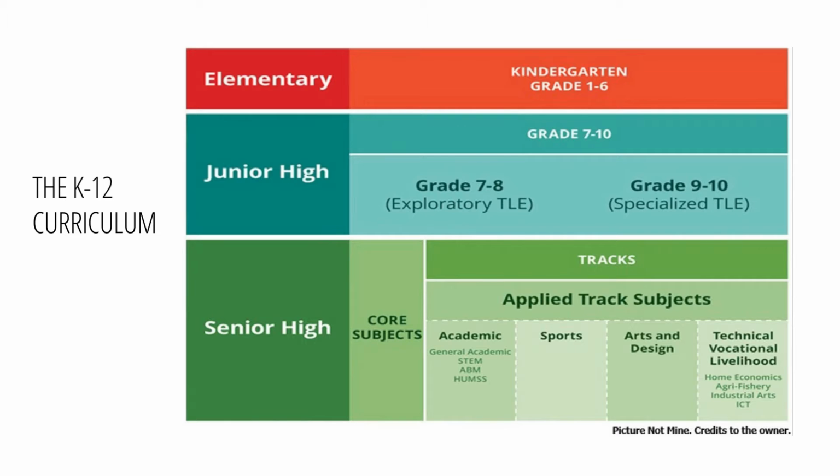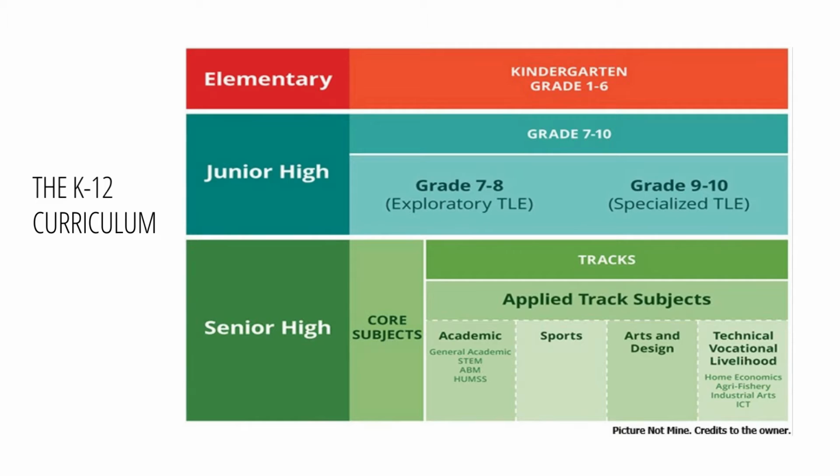It is composed of elementary, junior high, and senior high programs. In elementary, we have the kindergarten and grades 1 to 6. In junior high school, we have grades 7 to 10. Grades 7 to 8 have exploratory TLE, while grades 9 to 10 have specialized TLE. Lastly, the senior high program.